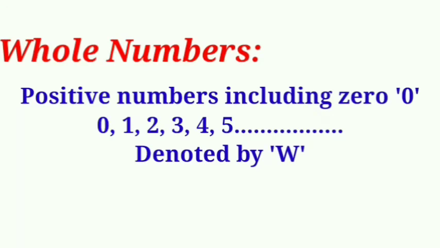Next is whole numbers. Whole numbers include 0, meaning positive numbers including 0. Natural numbers as well as 0 we can call whole numbers. It is denoted by W.